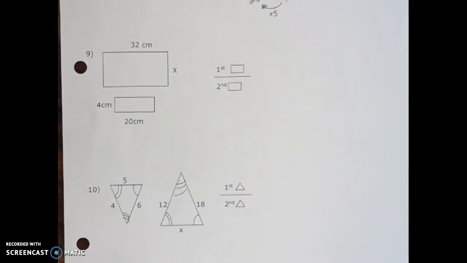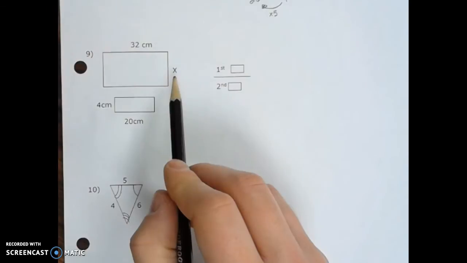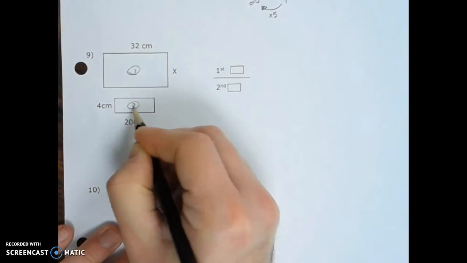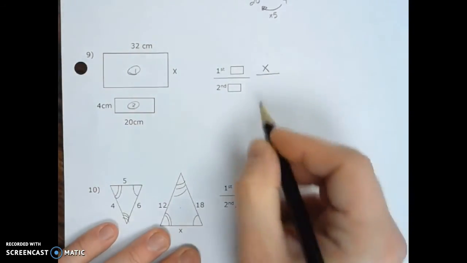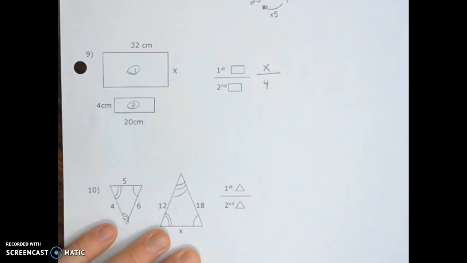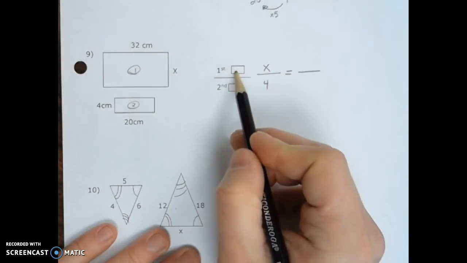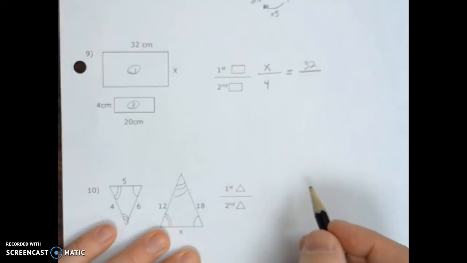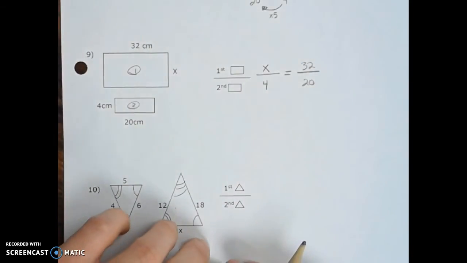In number 9, I have two similar rectangles, and again, I'm going to try to figure out the value of that missing side there. Since this is where the missing side is, I'll call this rectangle 1. This will be rectangle 2. On rectangle 1, x corresponds to 4 centimeters on the second rectangle. And I'm going to set that equal to, on the first rectangle, the other side length I know, which is 32 centimeters. And 32 corresponds to 20 centimeters on my second rectangle.